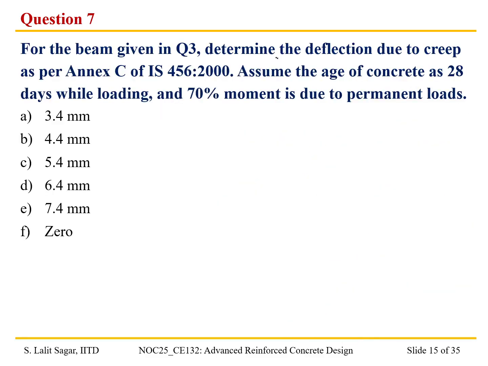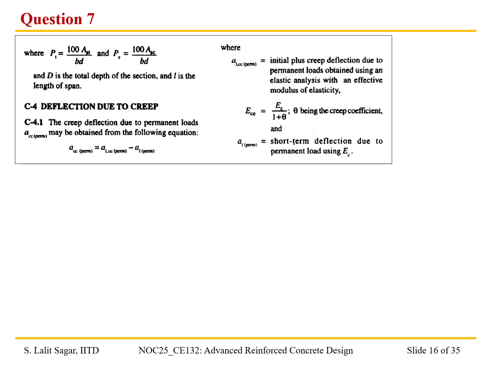For the beam given in question 3, determine the deflection due to creep as per Annexure C of IS 456 2000, and assume the age of concrete at loading as 28 days and 70% of the moment is due to the permanent load. Creep, we have this in Annexure C of IS 456, we have the following clause in order to calculate the deflection of creep, right?